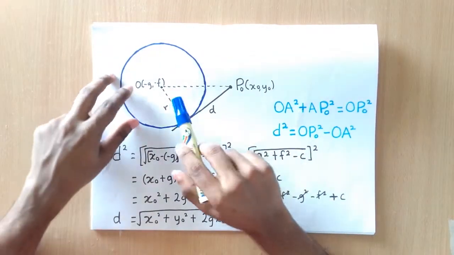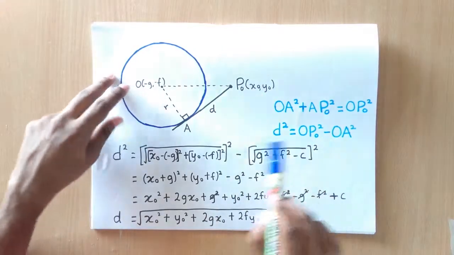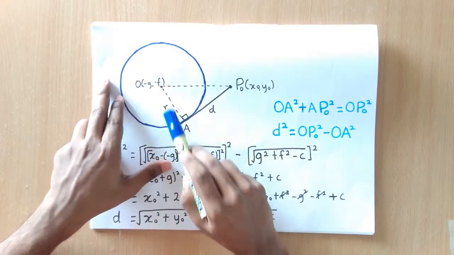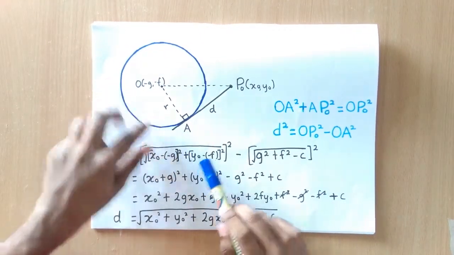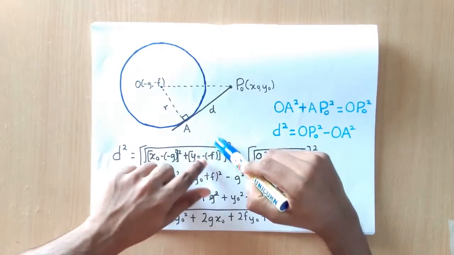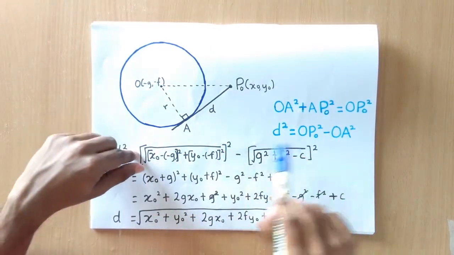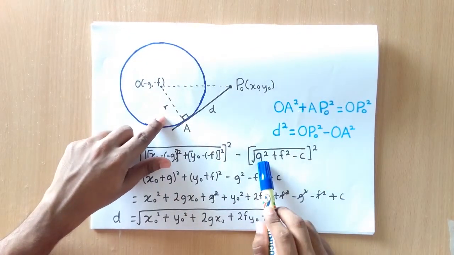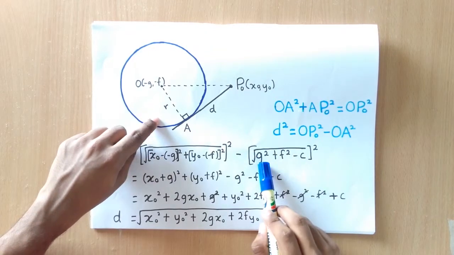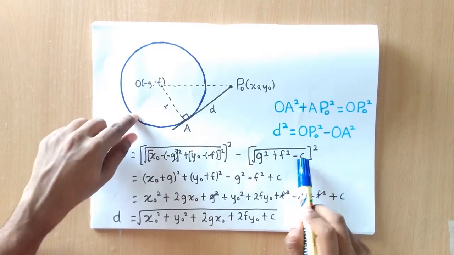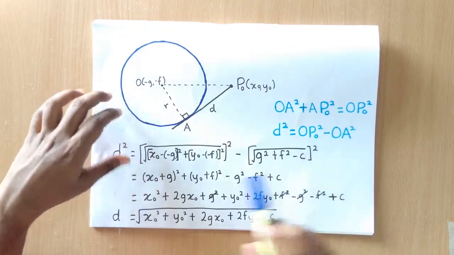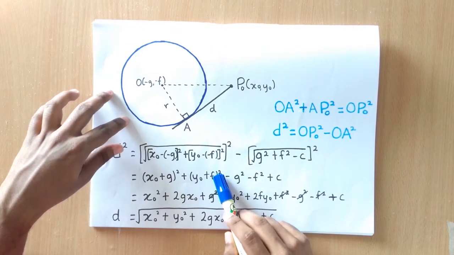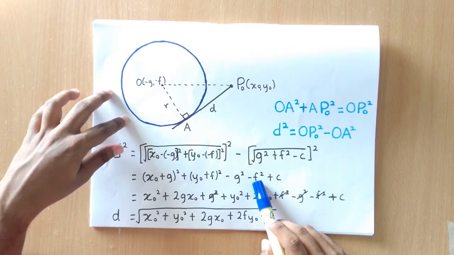So then we can find the distance OP0 using the distance formula. So D squared equals (X0 minus G)... that is, the square root of (X0 plus G) squared plus (Y0 plus F) squared, whole thing squared, minus the radius squared. The radius can be given as the square root of G squared plus F squared minus C, and then the square of that. Now we get D squared equals (X0 plus G) squared plus (Y0 plus F) squared minus G squared minus F squared plus C.